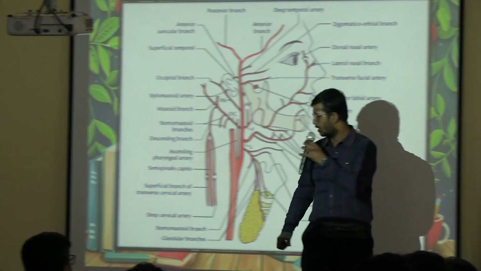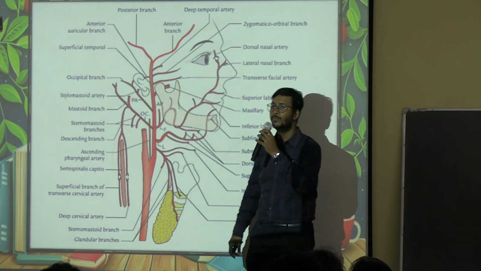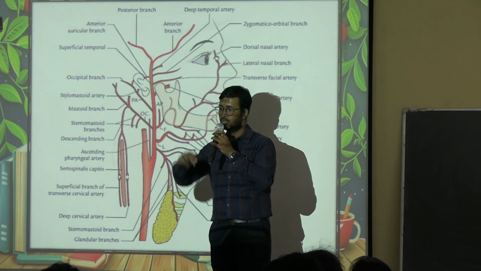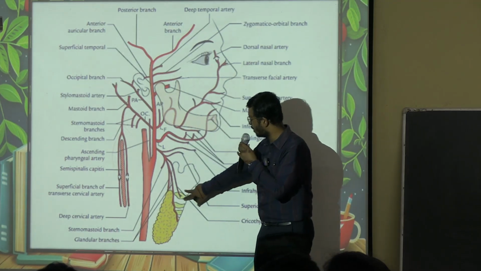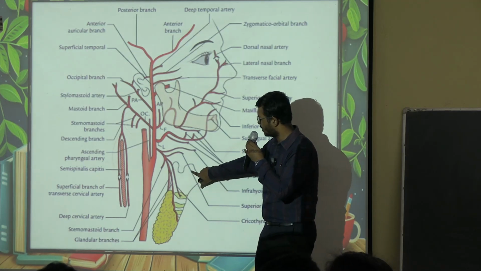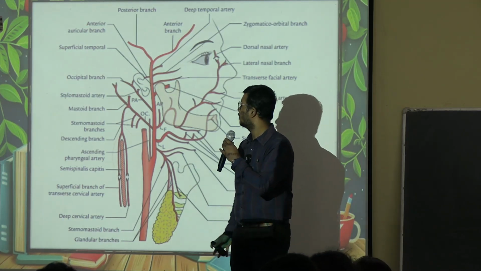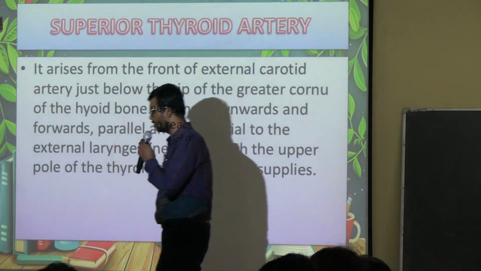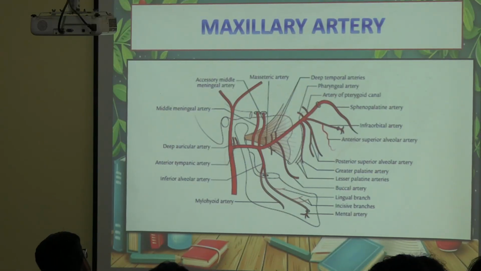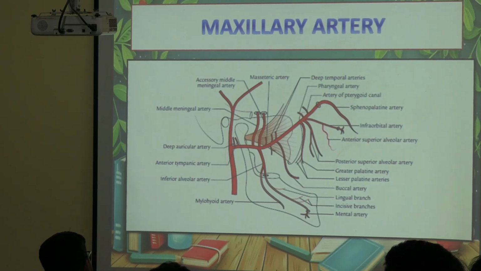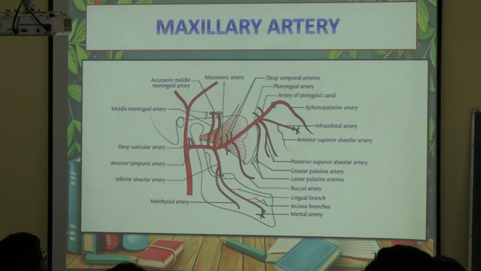See, this is the thyroid gland, which superiorly is supplied by your superior thyroid artery. Okay, superior thyroid artery. But the thyroid cartilage is somewhat located here in this area, that is the larynx or your voice box. Now these are the individual arteries which you don't need. The maxillary artery already has been covered. So this is the overall diagram showing the maxillary artery branches.